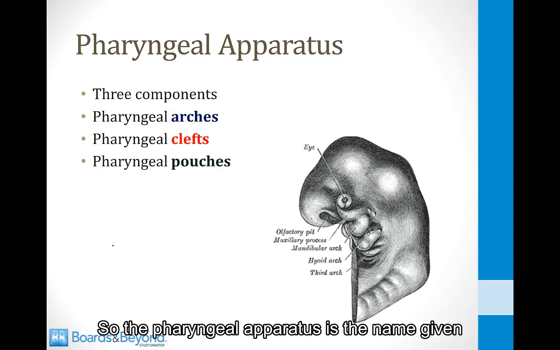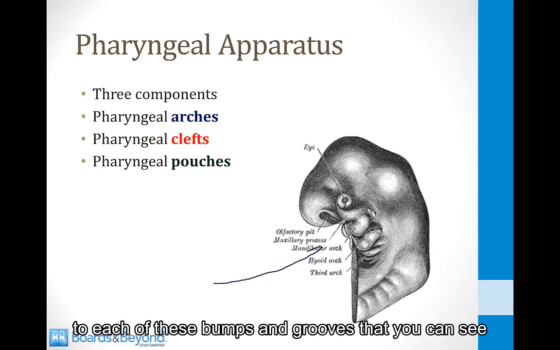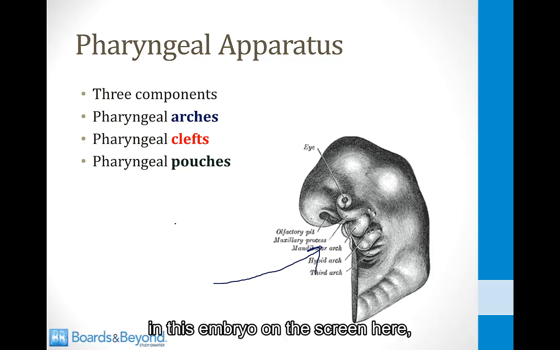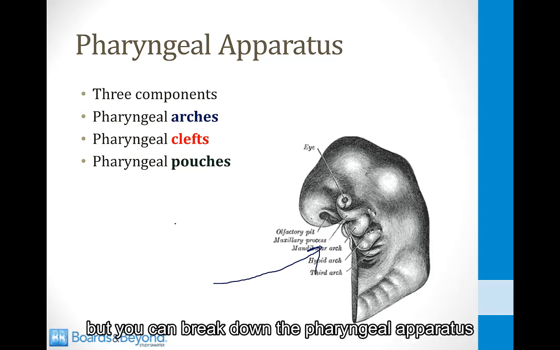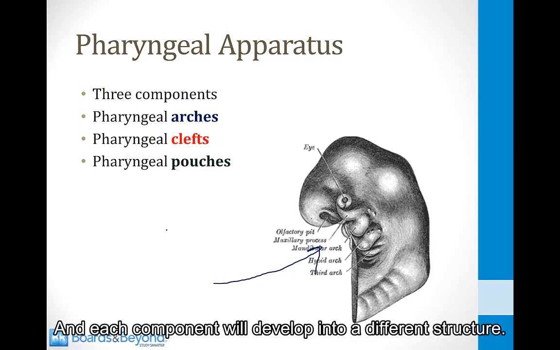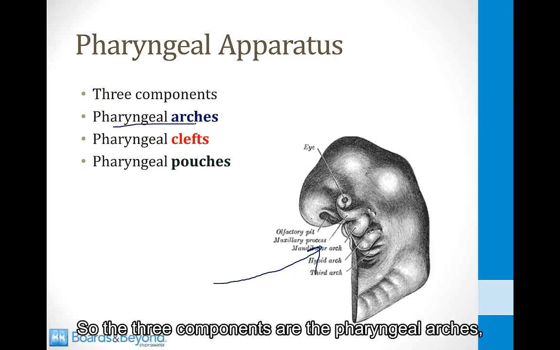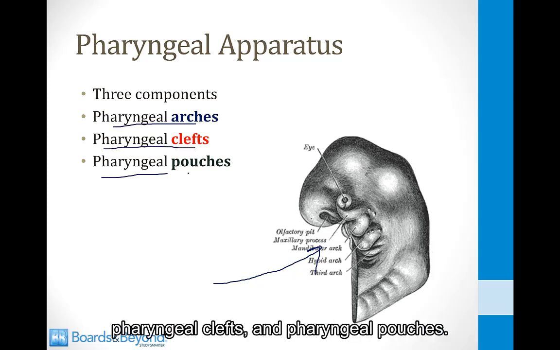So the pharyngeal apparatus is the name given to each of these bumps and grooves that you can see in this embryo on the screen here, but you can break down the pharyngeal apparatus into three components, and each component will develop into a different structure. So the three components are the pharyngeal arches, pharyngeal clefts, and pharyngeal pouches.